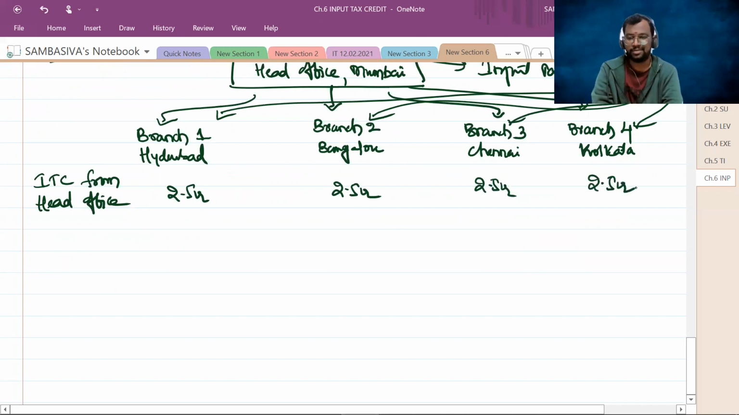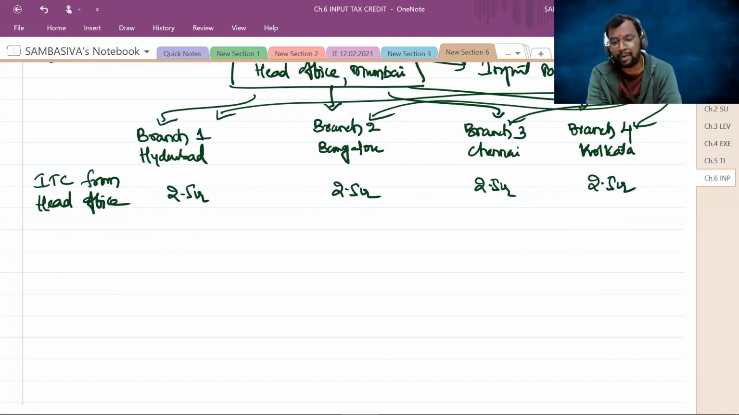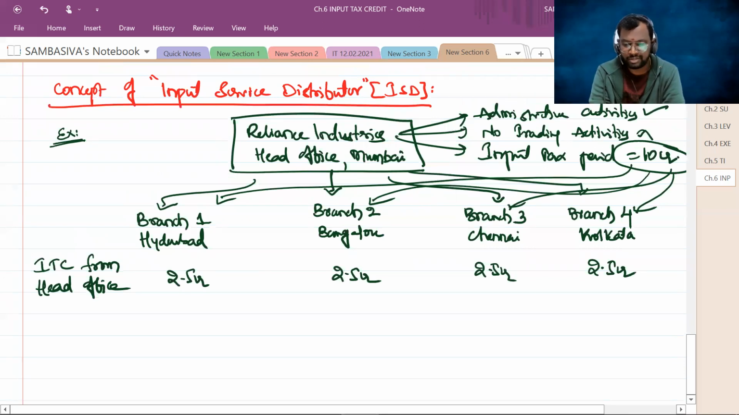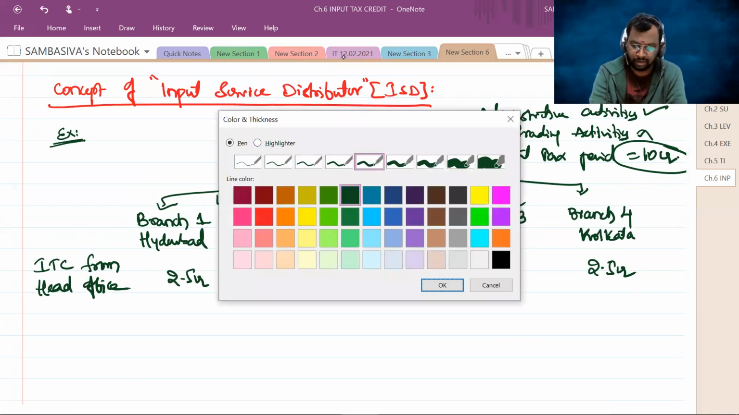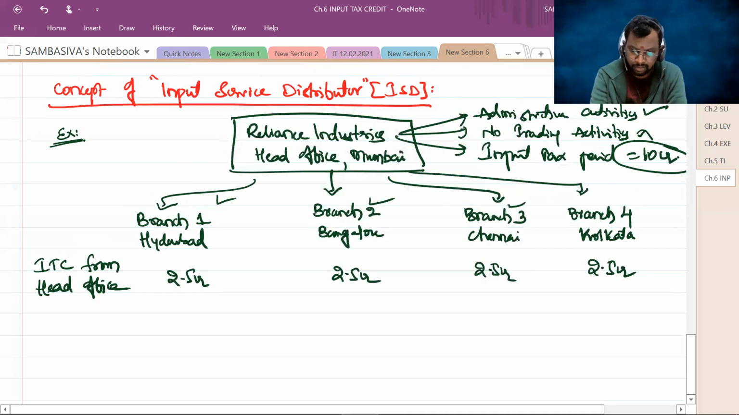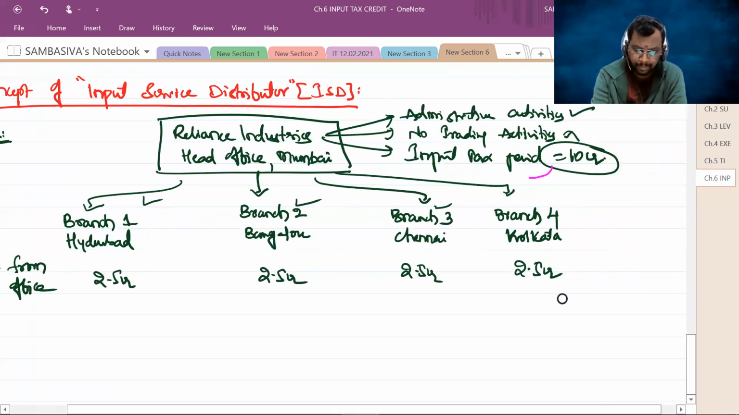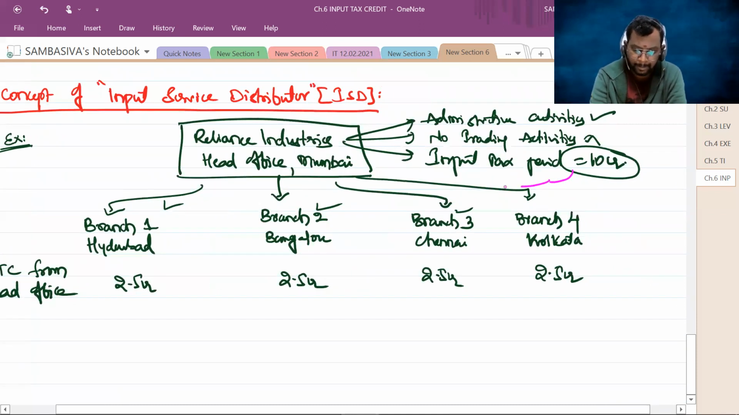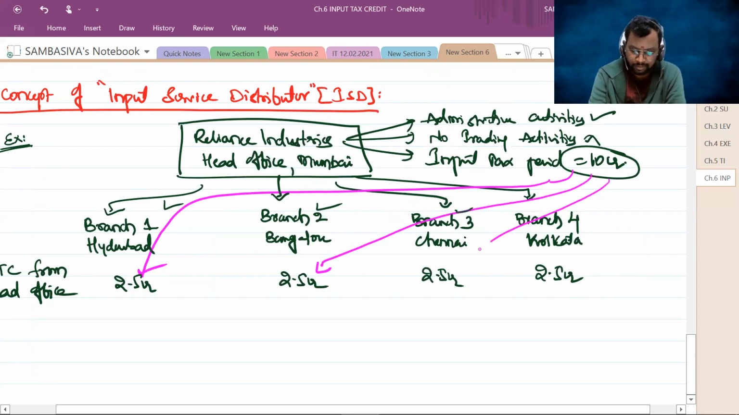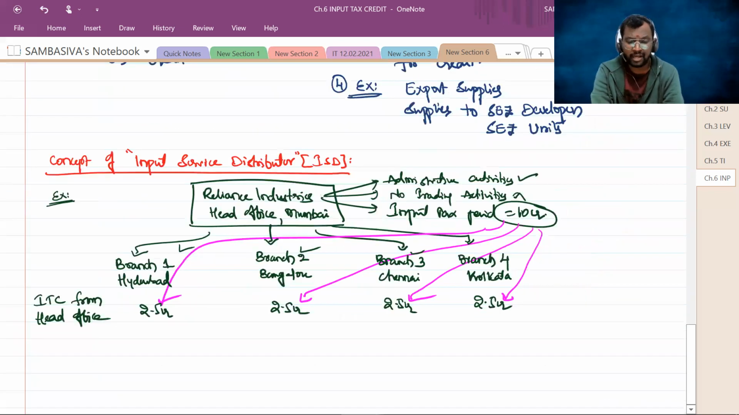Equal distribution has taken place. So the total 10 crores input tax credit of the head office is distributed among the branches. Are you following, sir? Everyone? Let me draw it with a different color for easy identification. This 10 crores is distributed among all the 4 branches equally. Why is the distribution taking place here?